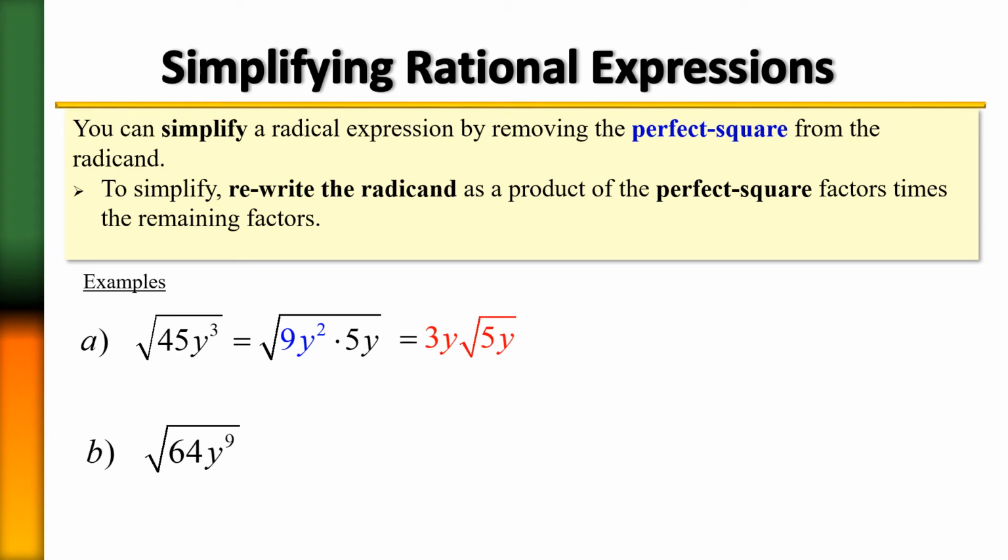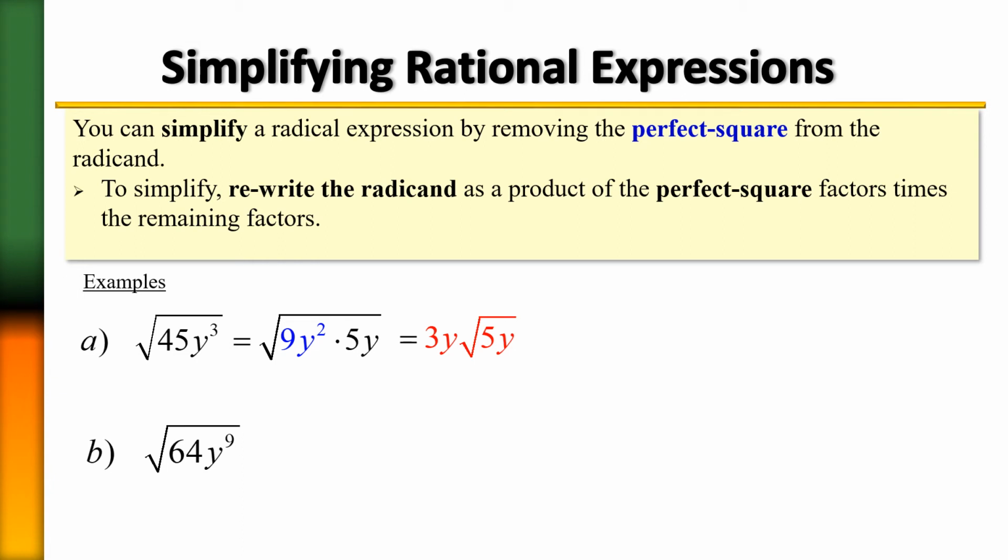Let's do the second example. That's a square root. Now in this case, the number is a perfect square, but the variable isn't. Because we know the square root of 64 is 8. So 8, yes, it's going to come out of that radical symbol. It's going to be out in front.